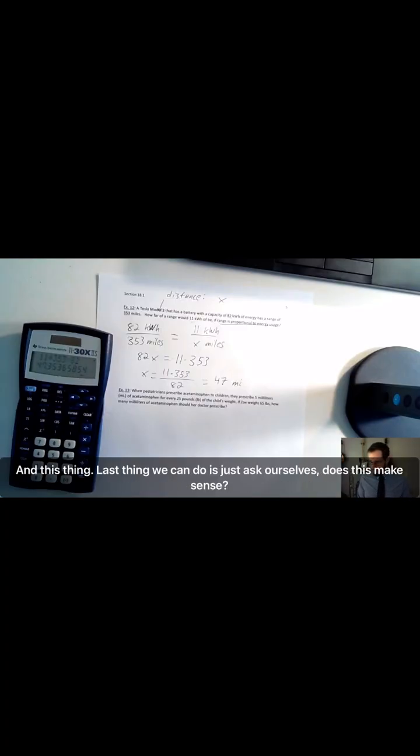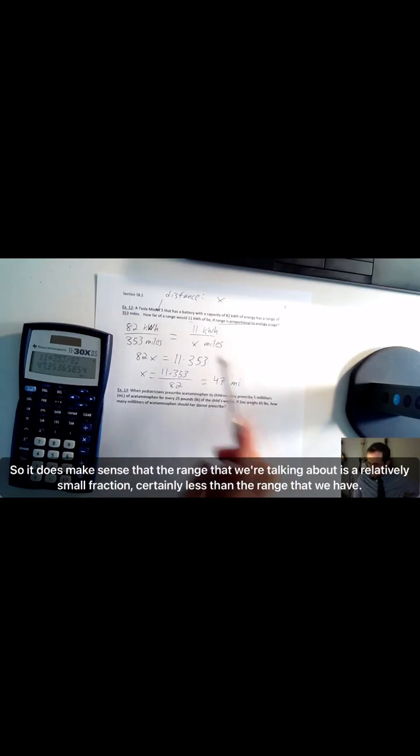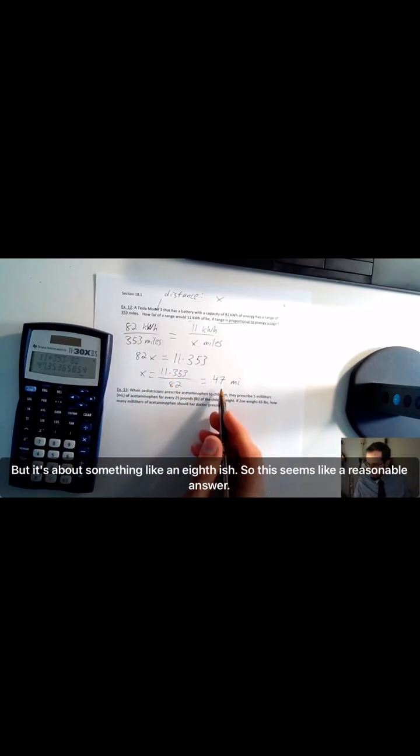Last thing we can do is just ask ourselves, does this make sense? Well, 11 kilowatt hours is kind of a small fraction of 82. It's like an eighth-ish of that. So it does make sense that the range we're talking about is a relatively small fraction, certainly less than the range that we have, but it's about something like an eighth-ish. So this seems like a reasonable answer.